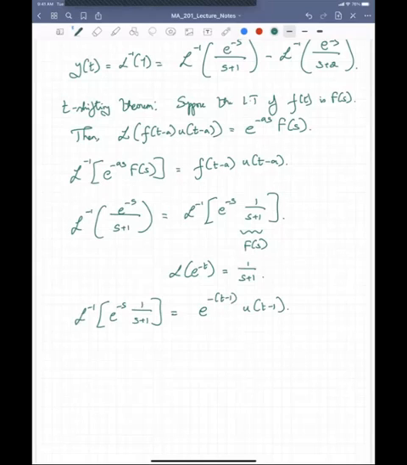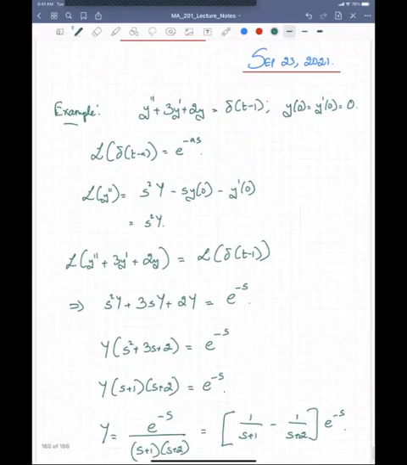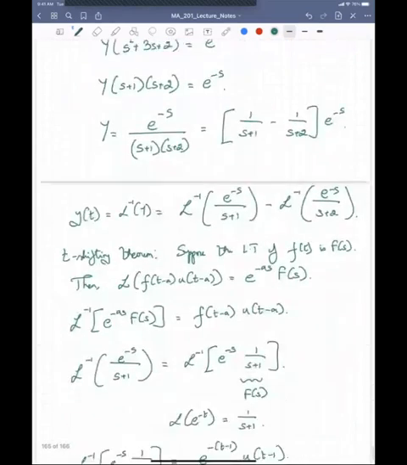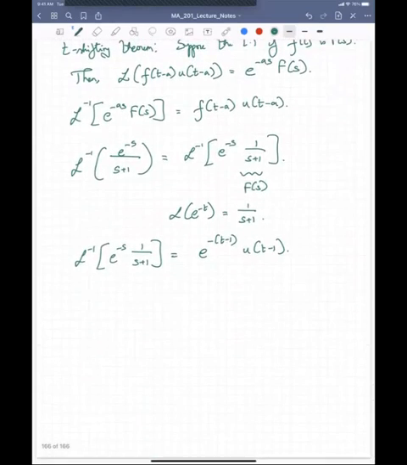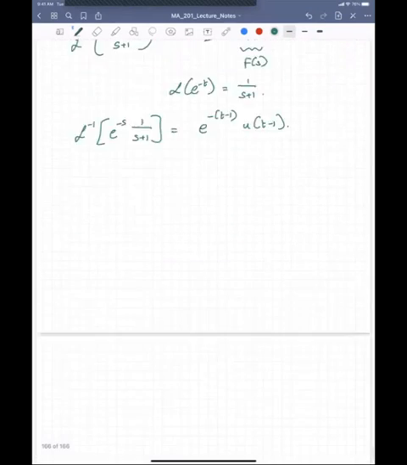Well, first of all, does this answer make sense? Yes, it does, because the driving force only exists at t equals 1. So whatever the effect of this driving is should only be apparent after the driving is done, not before. You cannot have a response before you start driving the system. That will violate causality. So you should have a u of t minus 1 over there. Okay. All right.